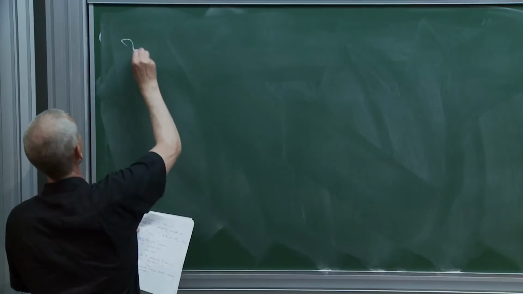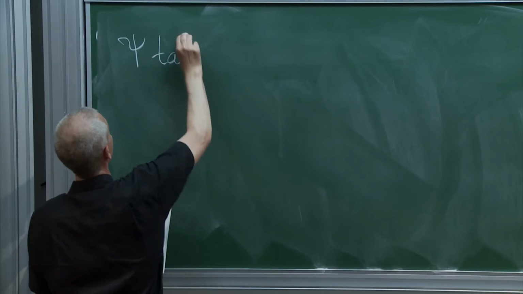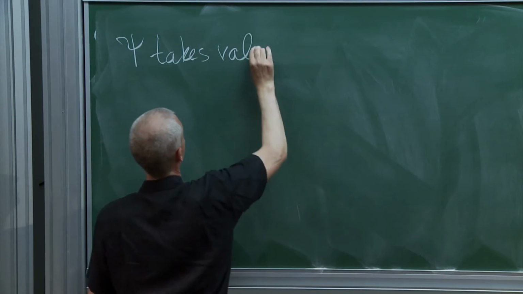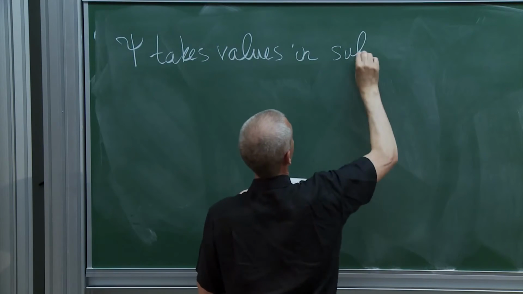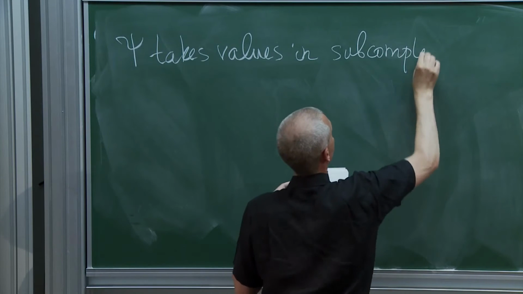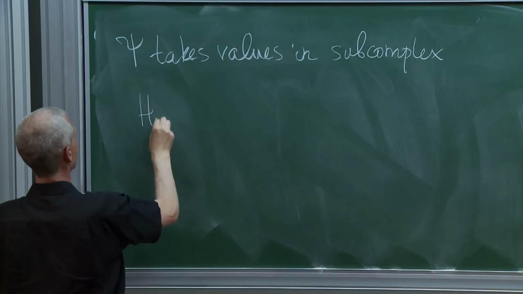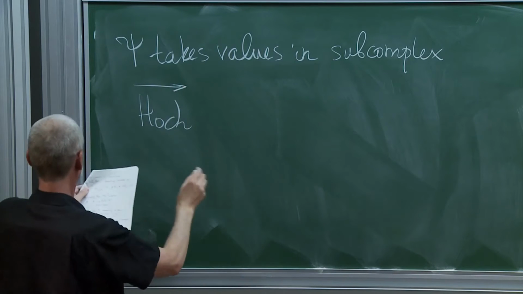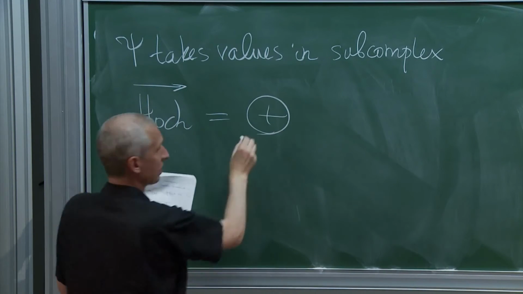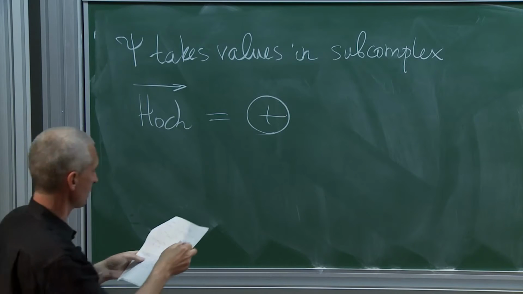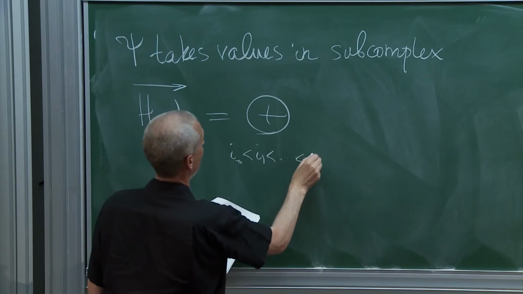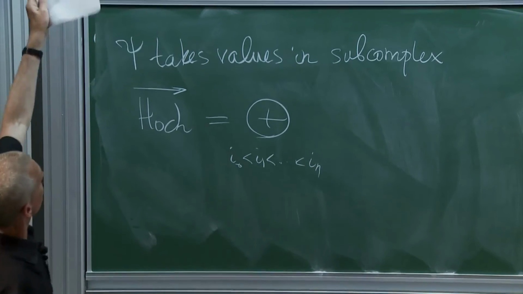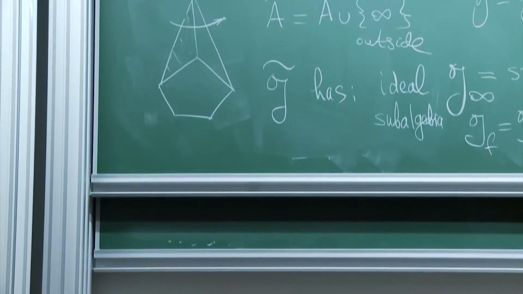So this psi takes values... Let's call the subcomplex Hochschild with the arrow, which is the most natural thing that writes itself. It would be something like this, over I0 less than I1 less than IN. And less than means in the sense of that order upstairs.